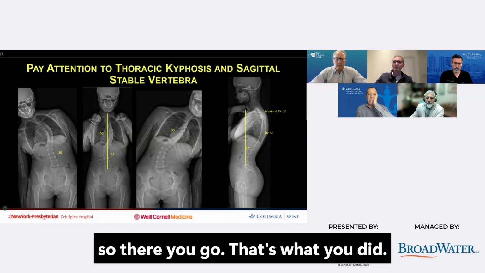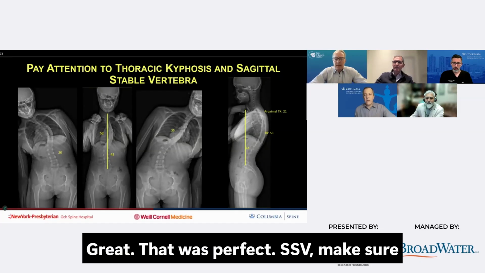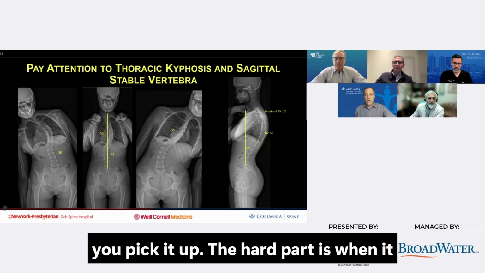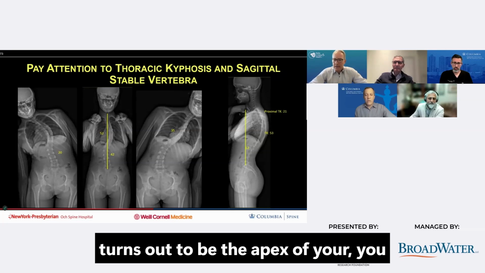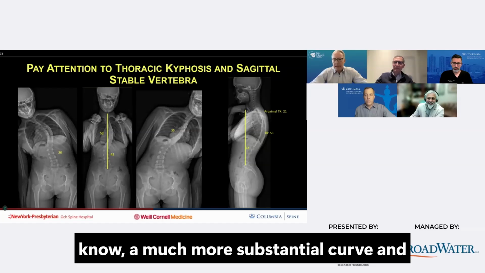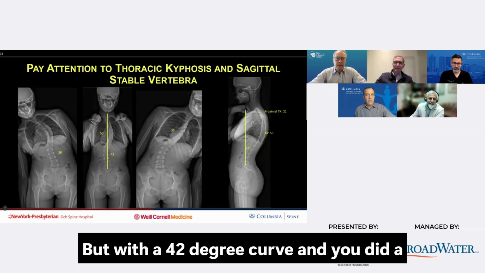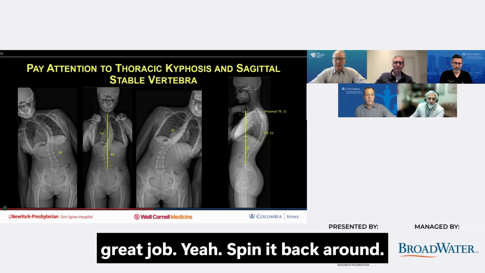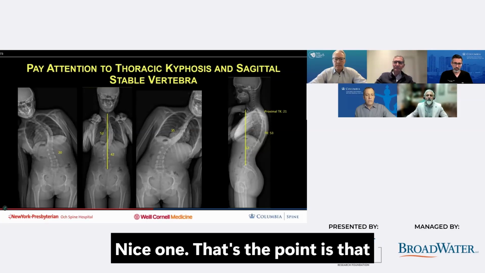Oh, so there you go. That's what you did. Great. That was perfect. SSV, make sure you pick it up. The hard part is when that turns out to be the apex of a much more substantial lumbar curve, and you're trying to figure out what to do. But with a 42-degree curve, you did a great job. Yeah, spin it back around. Nice one. That's the point.